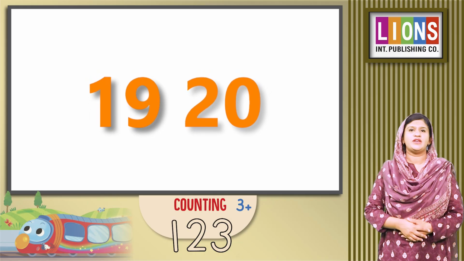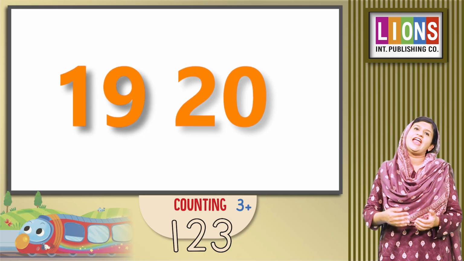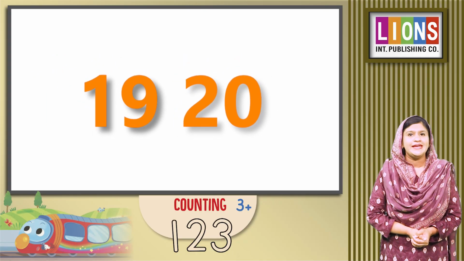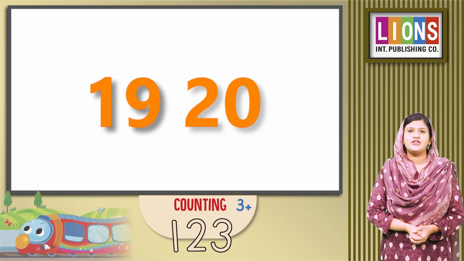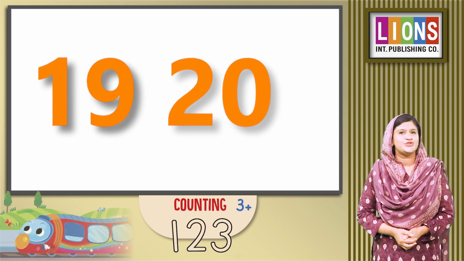Let me show you the number 19. 1 and 9 is going to make number 19, and after number 19 we are going to jump onto 20's line, and as the name indicates, 2 and 0 is going to make the number 20.